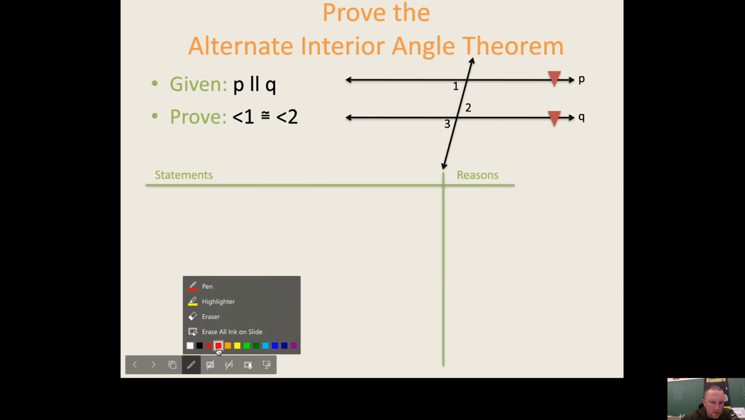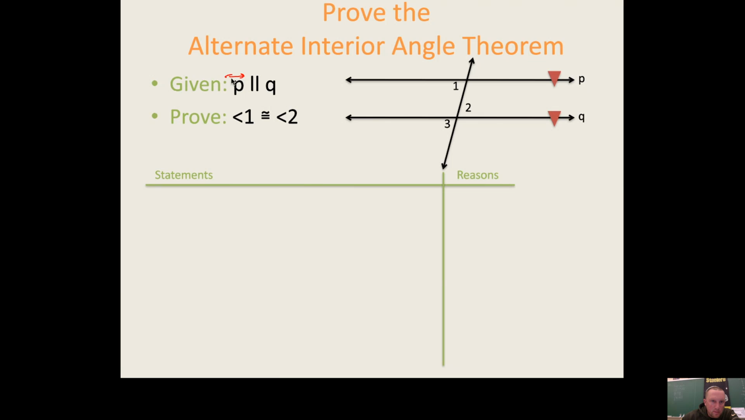So here's what we're given to use. We're given that line P is parallel to line Q. That's how you read that. Notice how it shows those marks in the diagram. You need to prove that angle 1 and angle 2 are congruent. Notice how angle 1 and angle 2 are alternate interior angles. So given that these lines are parallel, can you show that these two angles are congruent? That's what we're hoping to do.